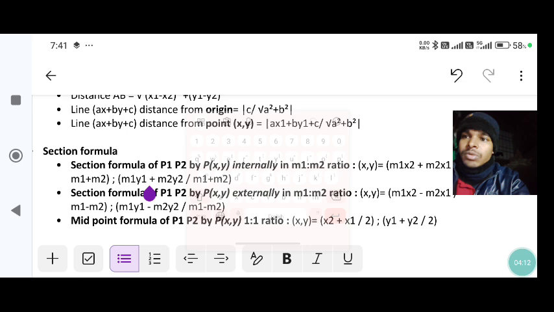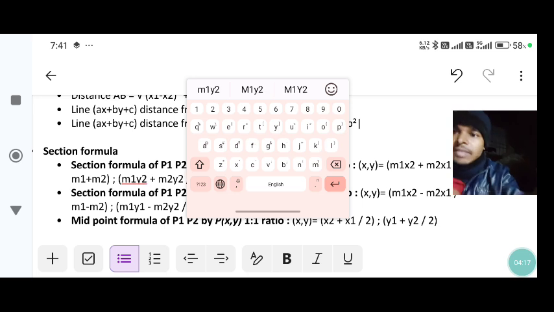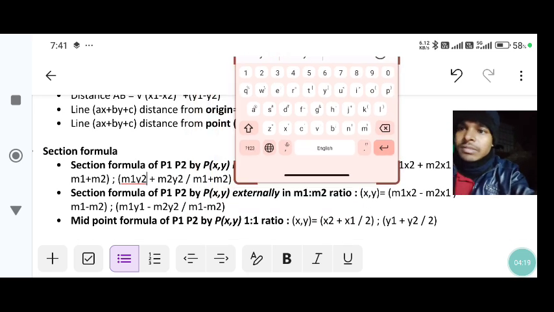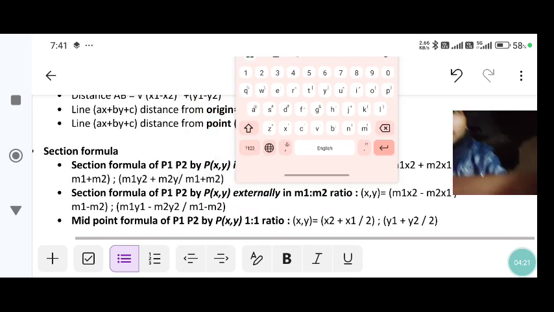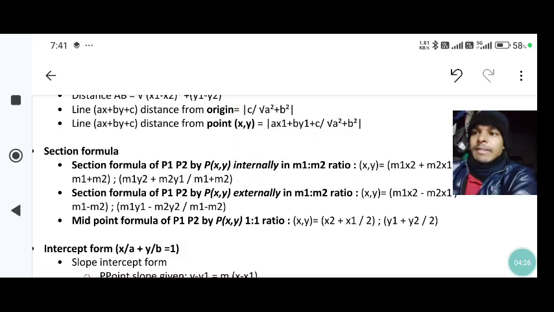Sorry, it is wrong. It should be m1 y2 and m2 y1 plus m1 m2. It should be like this.